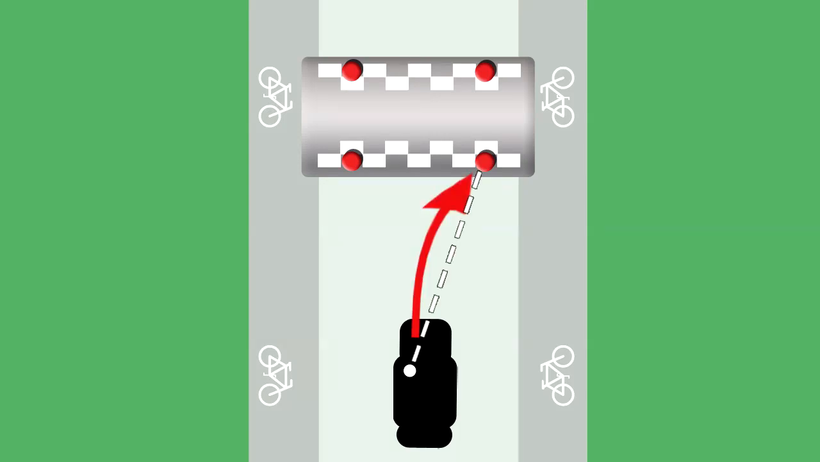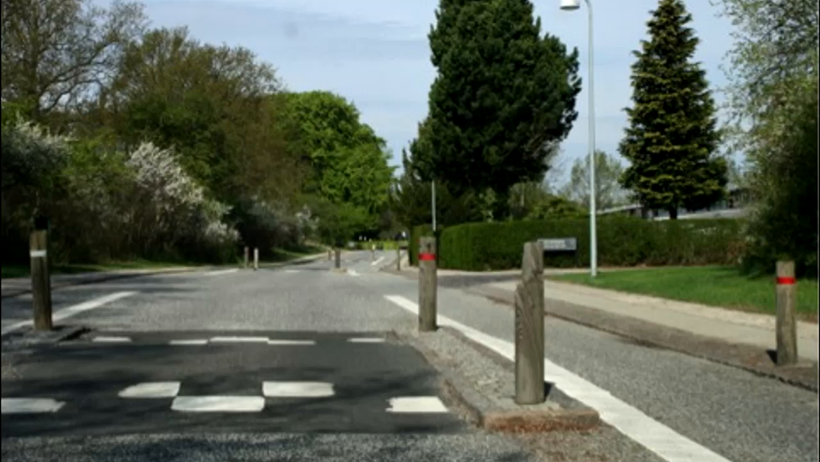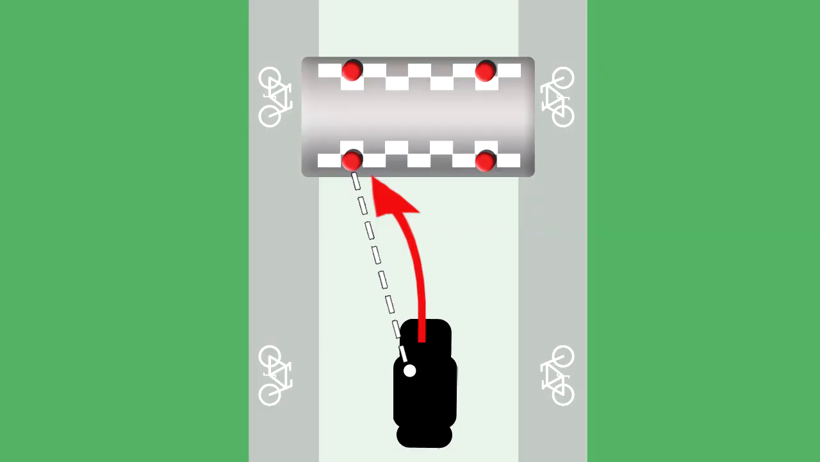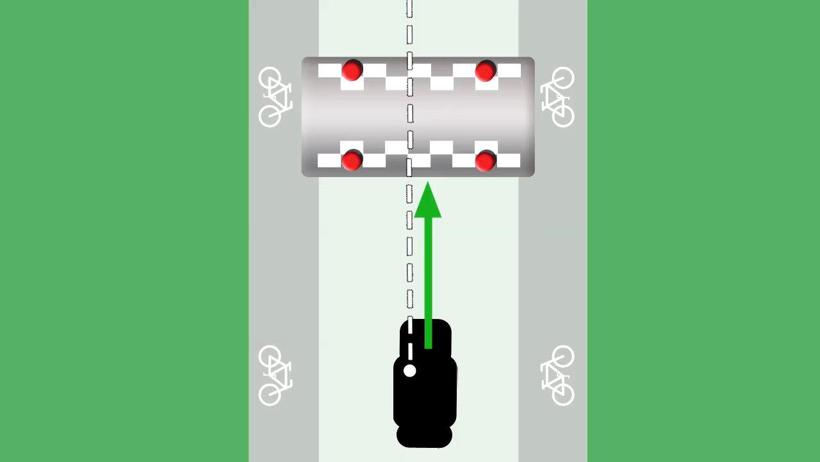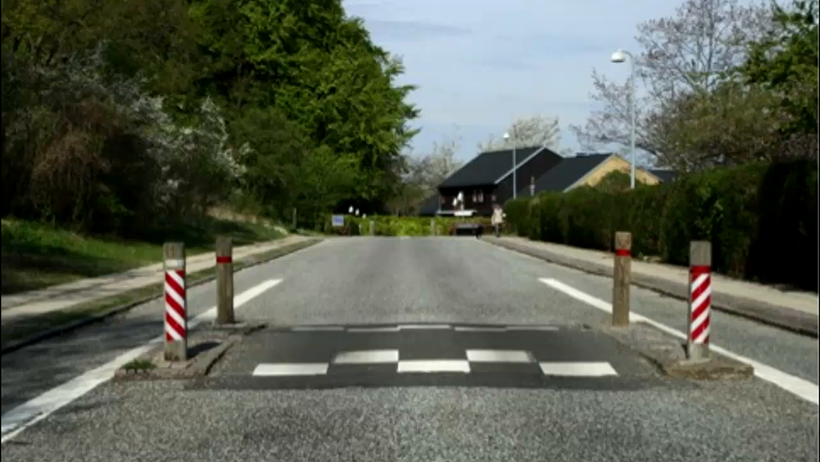If you only look at the posts on the right side, you will tend to turn towards them. If you only look at the posts on the left side, you will tend to turn towards them. Maintain the desired driving direction by looking in that direction. Avoid looking at things that you wish to avoid.